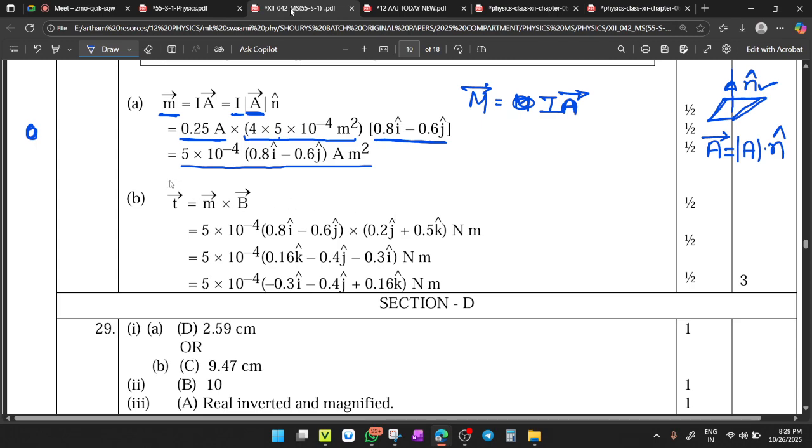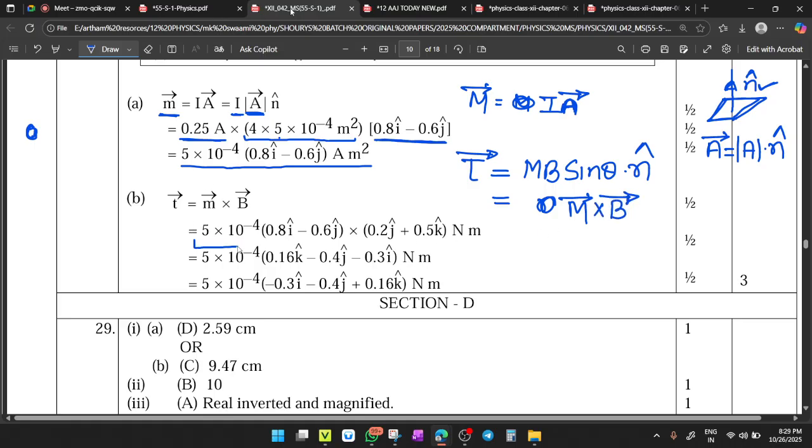Now, after this you have to find the torque. What is the value of torque? You know, vector torque is equal to mB sine theta, and the direction is along n cap. Clear or not clear? So mB sine theta n cap, but since the vector is given as resolved components, we have to write m vector cross B vector. Okay, m vector cross B vector.